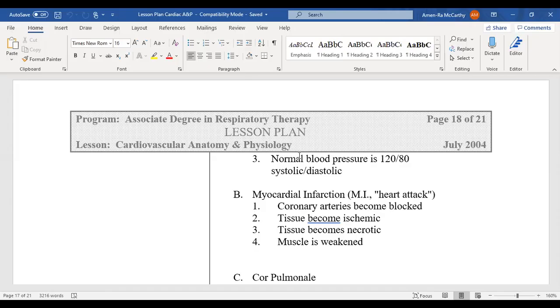That's the repolarization or relaxation of the ventricle. And then you have, of course, your MI, your myocardial infarction. That is the heart attack. See what it says? Coronary artery becomes blocked. The tissue becomes ischemic, which means it has lack of blood, right? Then the tissue becomes necrotic. If I don't fix the ischemia, it's going to die. It's got to have that life-giving blood. If they don't give me the blood, it's going to die.